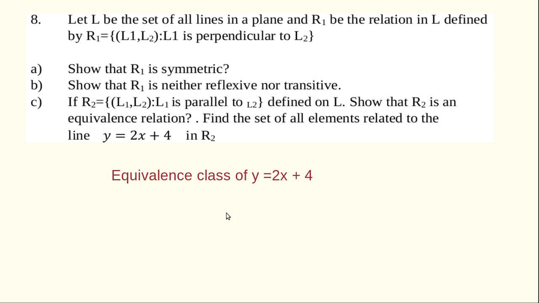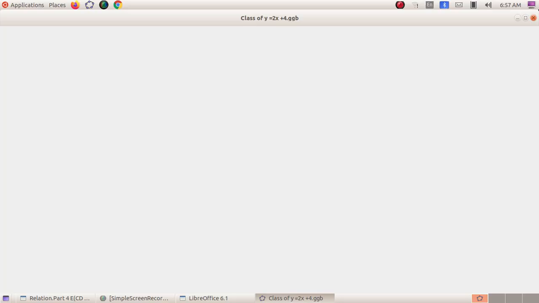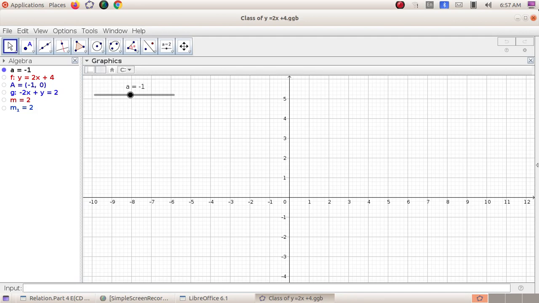For that we are going to use GeoGebra. We are seeking the help of GeoGebra. GeoGebra is a beautiful tool to study mathematics visually. To visualize mathematics, GeoGebra has an important role. So all should be familiar with this software, GeoGebra, to make their mathematics study easy.